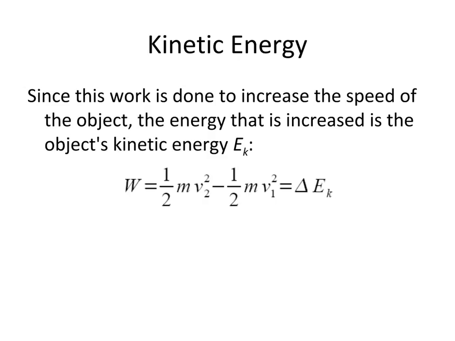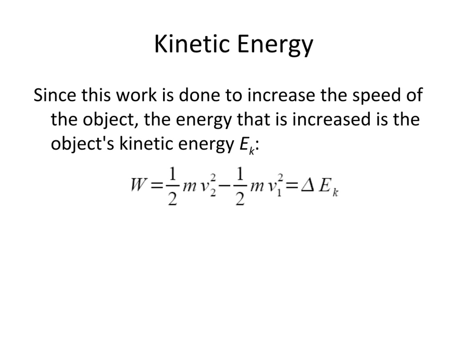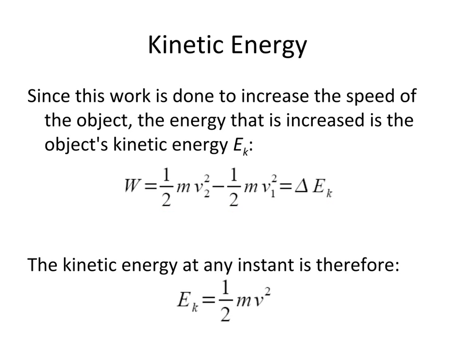So the work in this case is done to change the speed of the object, in this case to increase the speed of the object. The energy that is increased is the object's kinetic energy. So the work is equal to the final kinetic energy, which looks like this, minus the initial kinetic energy, which looks like that. So the work is equal to the change in kinetic energy. That tells us that the kinetic energy at any instant is 1/2 times m times v squared.